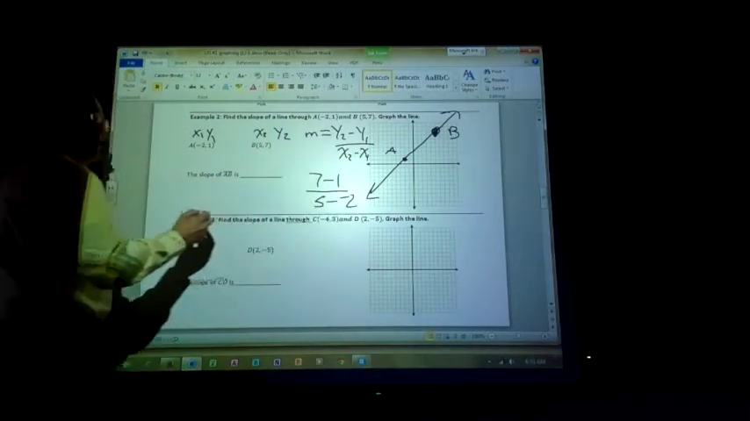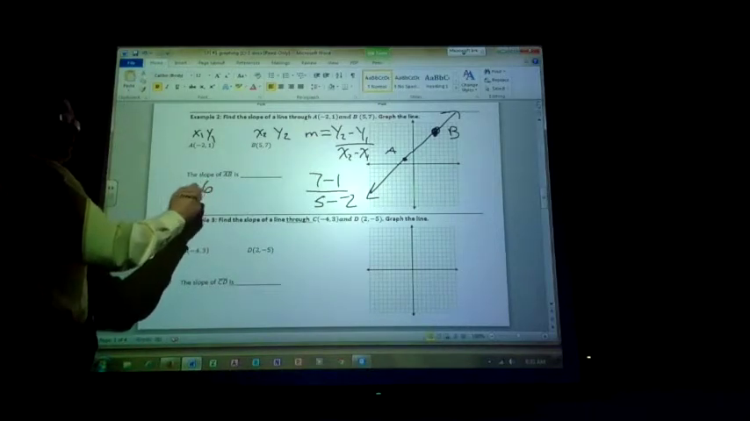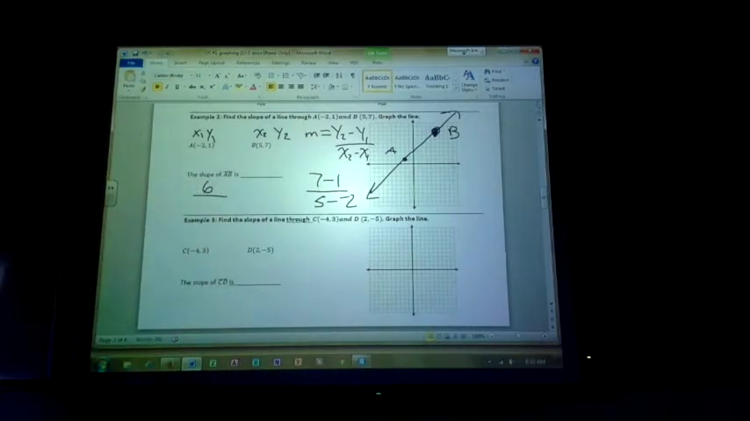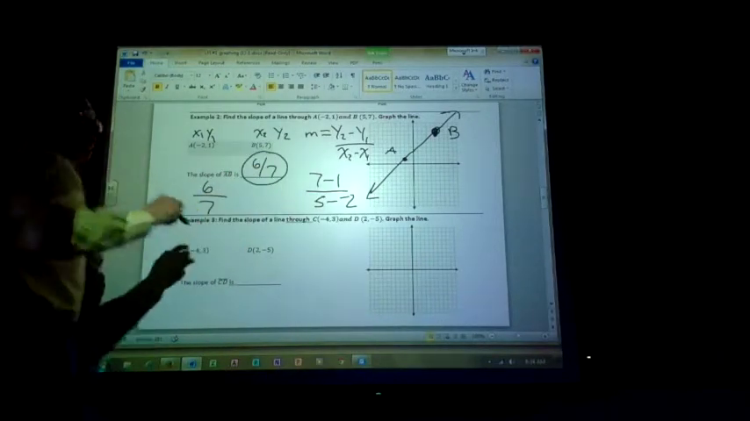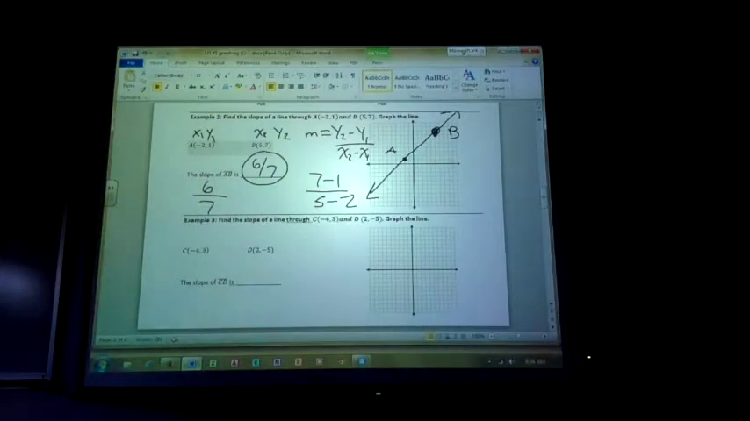So 7 minus 1 is how much? 6. 5 minus negative 2 is 5 plus 2, which is 7. So I get 6 over 7 slope. So it's rising, so the sign should be positive. Okay.